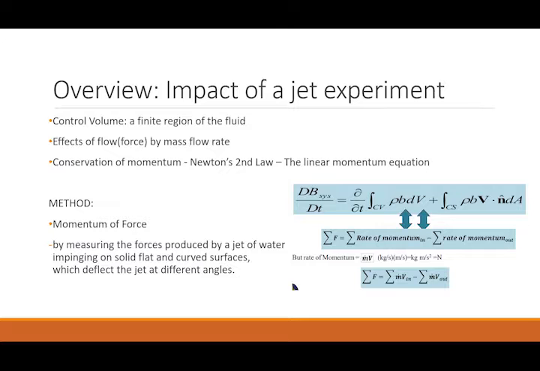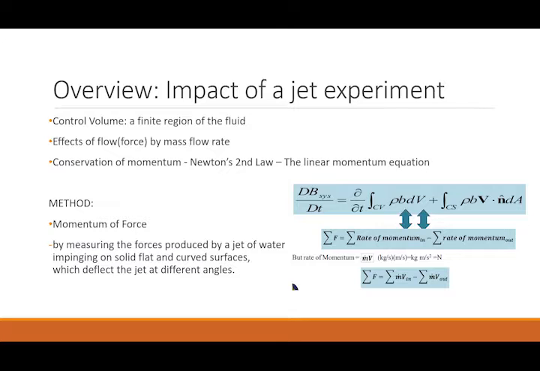These forces can be determined as in solid mechanics by the use of Newton's second law, which is the linear momentum equation. As you can see here in the blue boxes, this is Newton's second law. At the bottom is the simplified, derived version, which is summation of F equals summation of rate of momentum, summation of m dot v in minus summation of m dot v out. So in this experiment, we will consider the method of momentum of force.